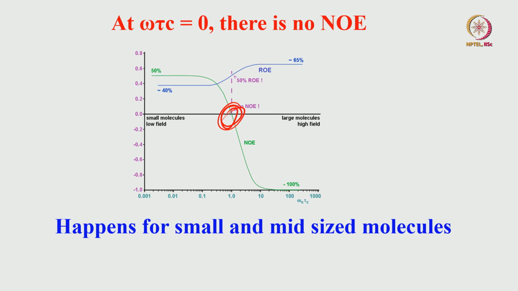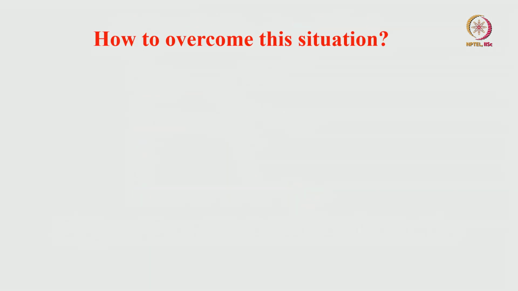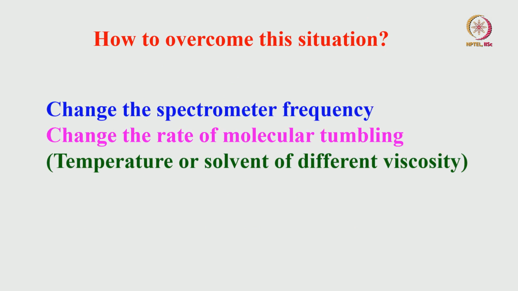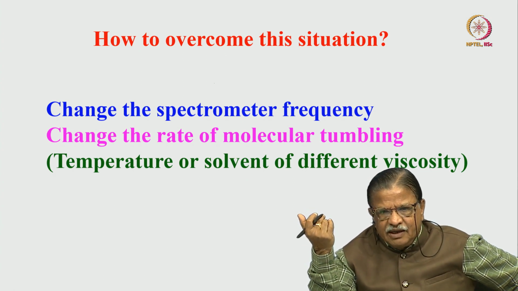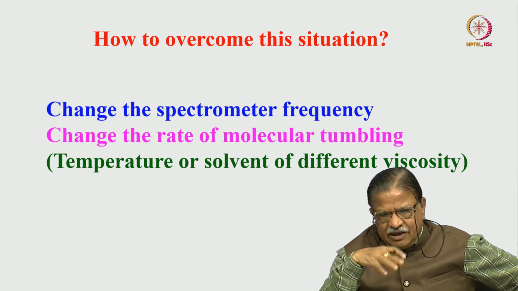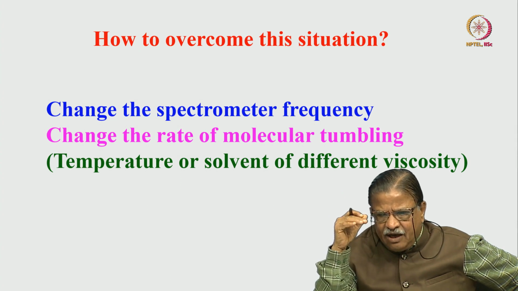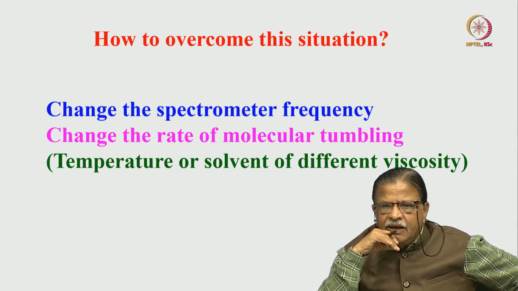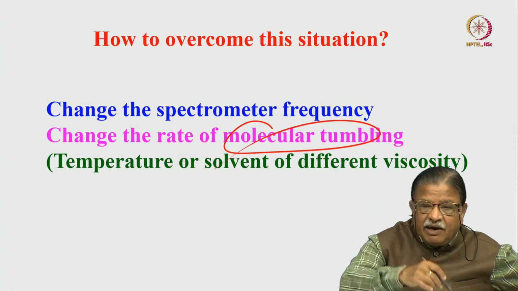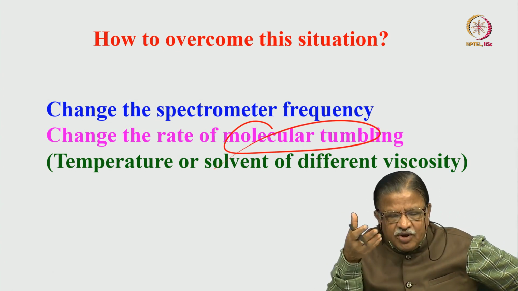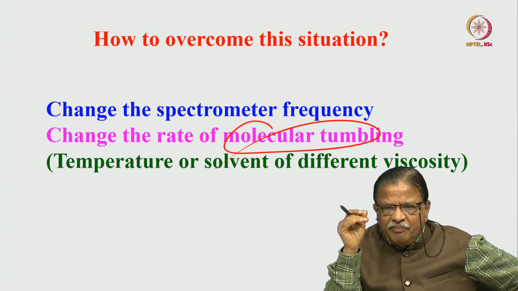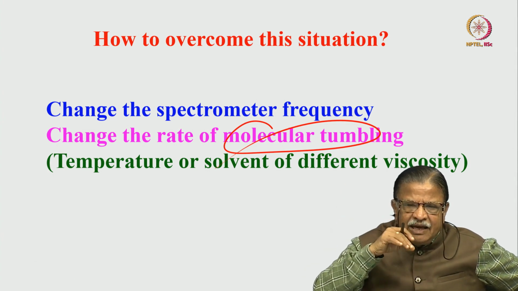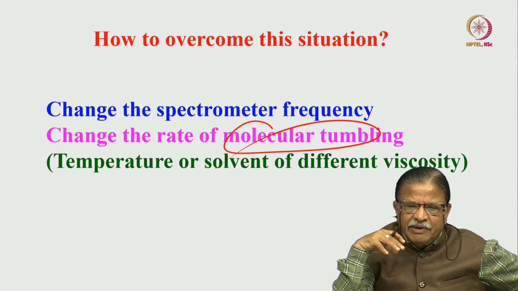At omega tau c equal to 1, there is no NOE. How do you overcome this situation? Of course, one thing is change the spectrometer frequency, because it depends upon omega tau c. Change the spectrometer frequency. Instead of 100 megahertz, go to 800 megahertz or whatever the frequency. Or change tau c. Tau c changes means molecular tumbling. How do you change the molecular tumbling? You vary the temperature, increase the temperature, tumbling becomes faster. If it is fast, lower it, tumbling becomes slow.